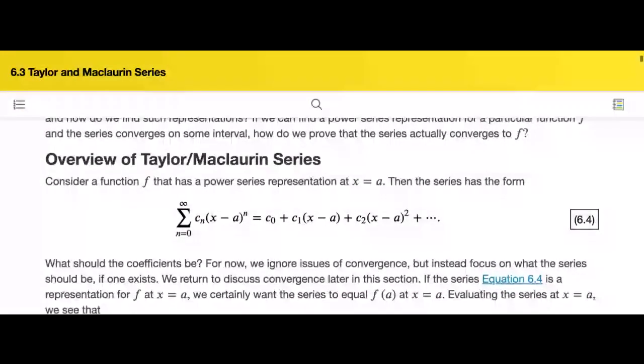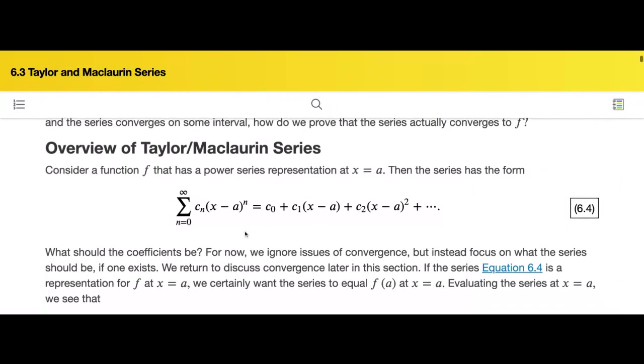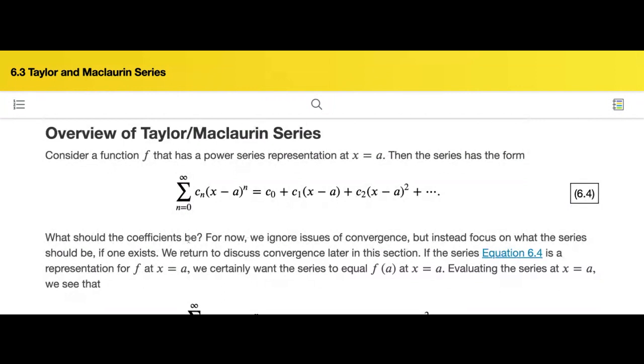Okay, overview of Taylor/Maclaurin series. Consider a function f that has a power series representation at x equals a. Remember, a is the center of the power series. Then the series has the form of the sum of Cn multiplied by (x minus a) raised to n. Right? a is the center of convergence. What should the coefficients be? What can those C0, C1, C2 be?